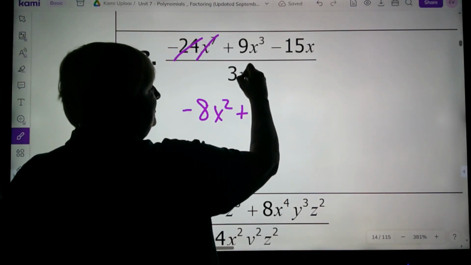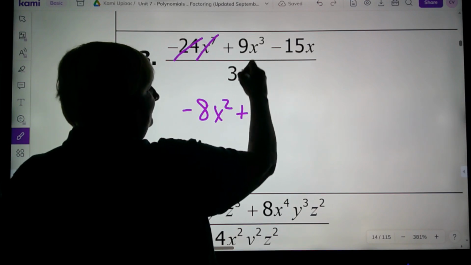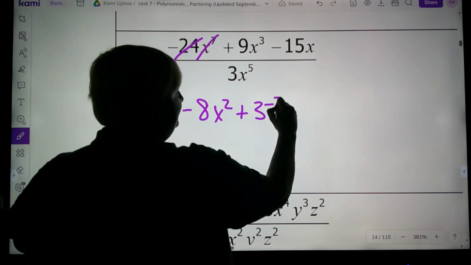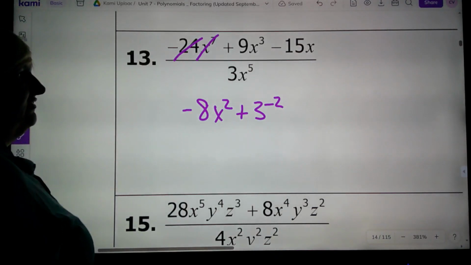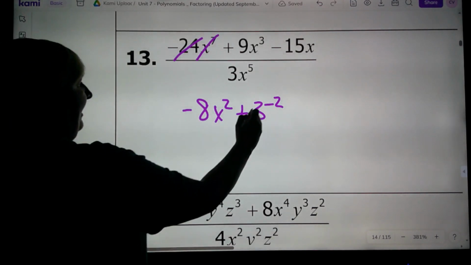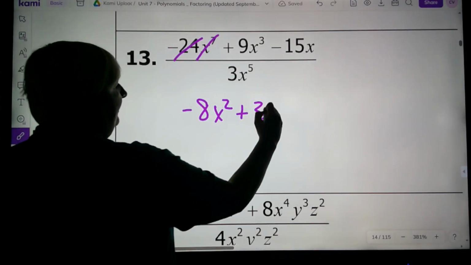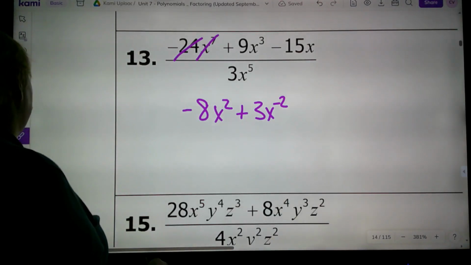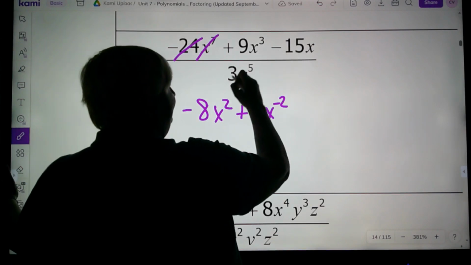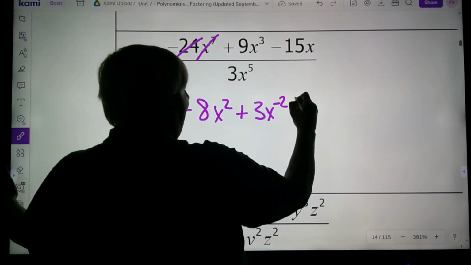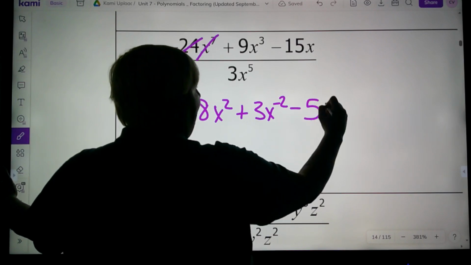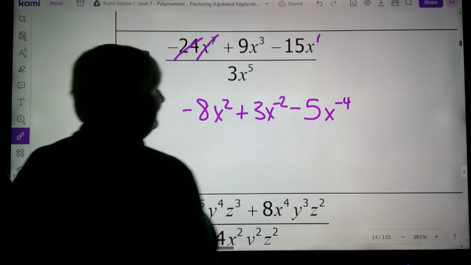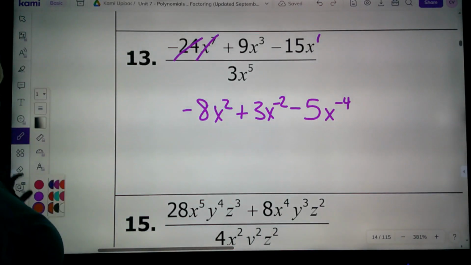Oh, look, this is going to make it interesting. 3 minus 5 is negative 2. So you're going to have x to negative 2. I'll tell you what to do with it. Negative 15, negative 5, x to the negative 4. They did it twice. They want you to really think about this.